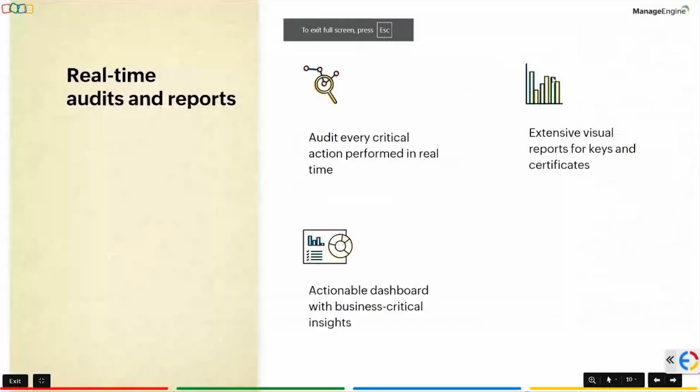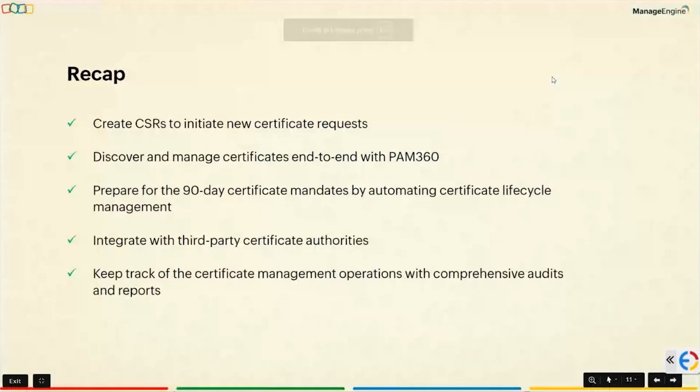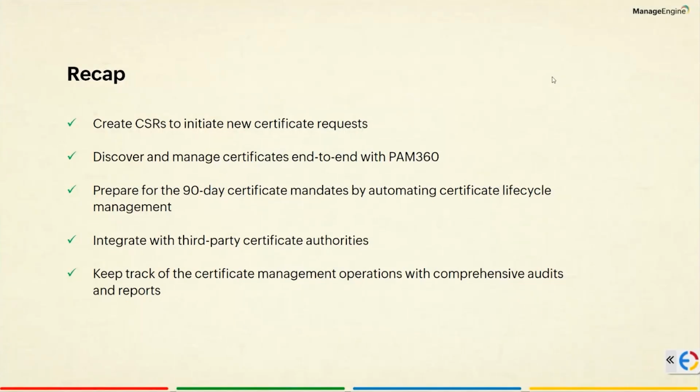Okay. So let's quickly have a recap on what we have explored in regards to PAM 360's certificate management capabilities. So we have seen the steps on how you can discover existing certificates, create the inventory, configure notification alerts so that you don't miss out on certificate expiry. You can create a certificate signing request, get a certificate signed and issued for internal purposes, or you can integrate with a third-party certificate authority where you can order, renew, reissue, and revoke certificates.